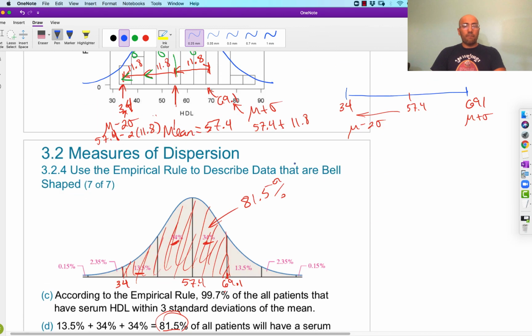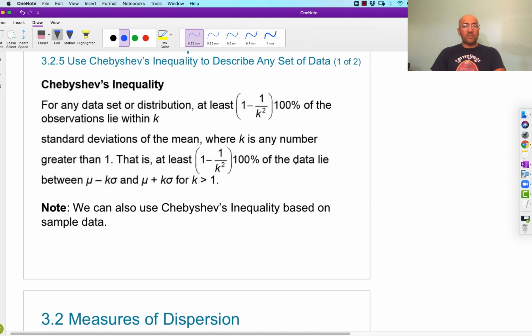Well, that's when Chebyshev's inequality comes in. For any set of data or distribution, it states that at least 1 minus 1 over k squared of the observations lie within k standard deviations of the mean, where k is any number strictly greater than 1.